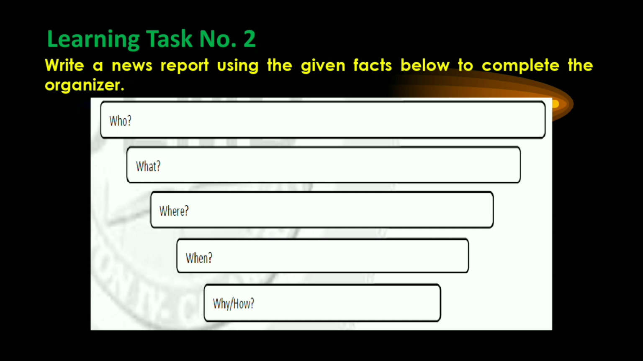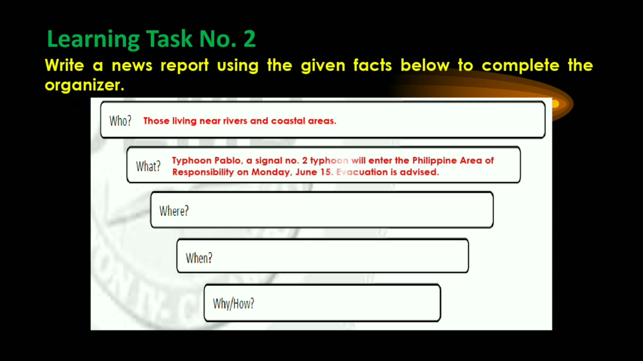Okay, let's check your answer. For the who answer, those who are living near the coastal areas. So the news is for those who are living in the coastal areas. And what? Typhoon Pablo, a signal number 2 typhoon, will enter the Philippine area of responsibility on Monday, June 15.